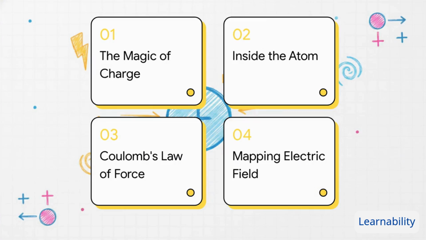To demystify all of this, here is our quick roadmap for today. First, we'll explore the magic of charge. Second, we'll shrink down to look inside the atom. Third, we'll unpack Coulomb's law of force. And finally, we'll actually map out the electric field itself.